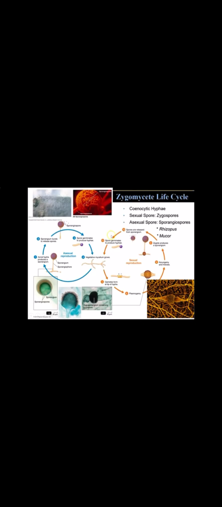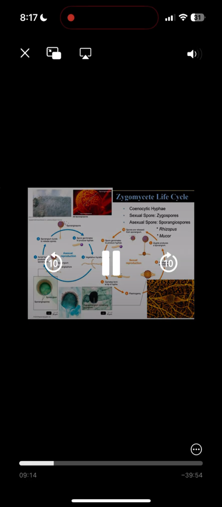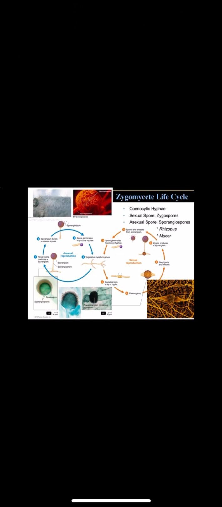Four phyla are mentioned in your textbook. The first phylum we start with is called Zygomycota or zygomycetes. The common name for them is conjugation fungi. And these are the only ones that have coenocytic or non-septate hyphae. All the other ones have septate hyphae.